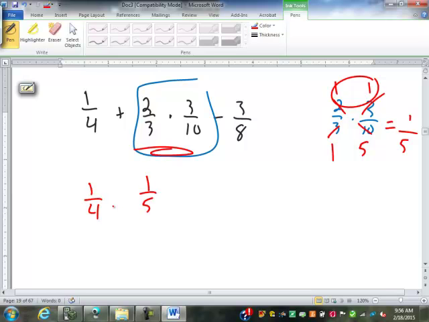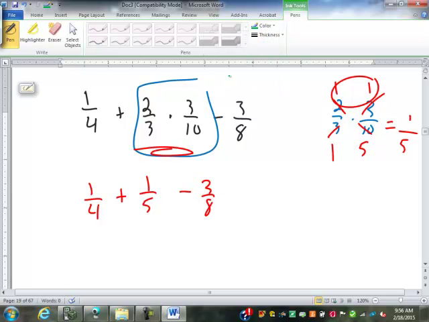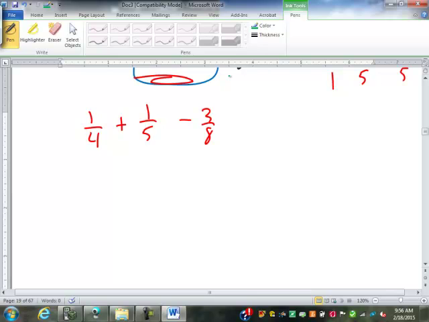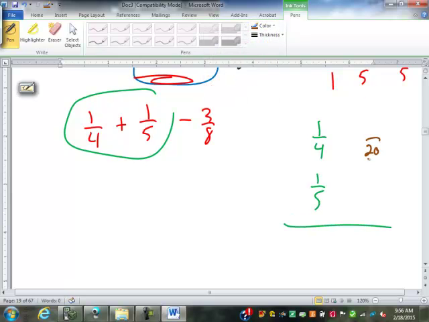So we still have the 1/4 plus up here, and we still have the minus 3/8 back here. And then add what? 1/4 and 1/5. We'll put that over here. What do we need to do? Common denominator, 20. 5 and 4 makes 9/20ths. Okay, so this becomes 9/20ths.